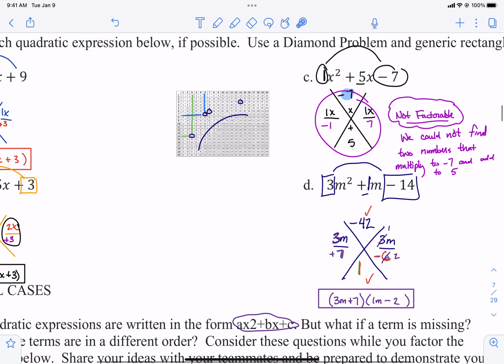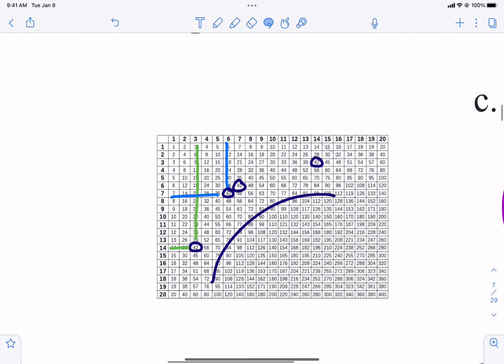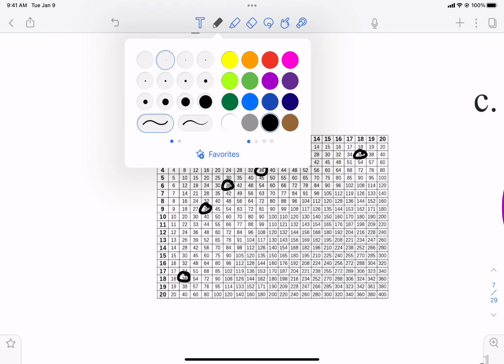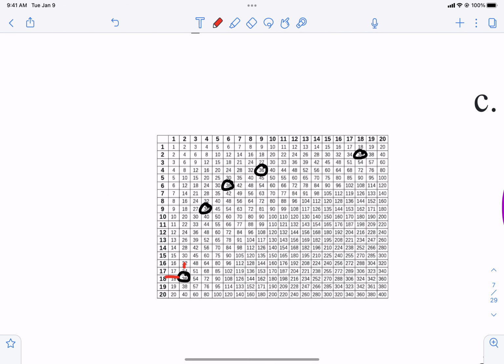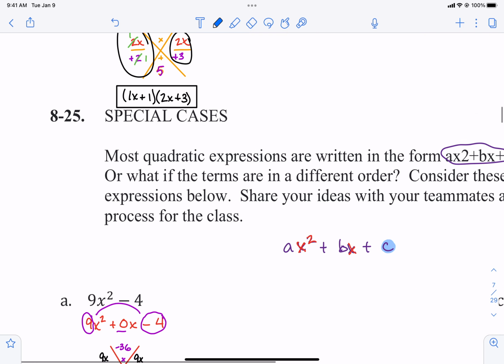Now, we could go back to our multiplication chart if we want, and this time we would just be looking for the number 36. Now, I do see a 36 right here. I see another one right here, another one right here, and right here. So, the first one was 18 and 2. And I know there's no way I'm going to be able to make a 0 with those two. The next one is 9 and 4, and those aren't going to help me make a 0. But I do see this one, that is 6 times 6. Let's see if we can make that work.